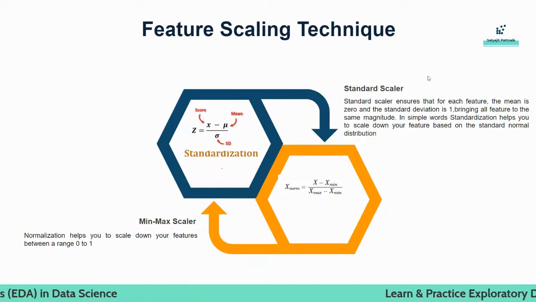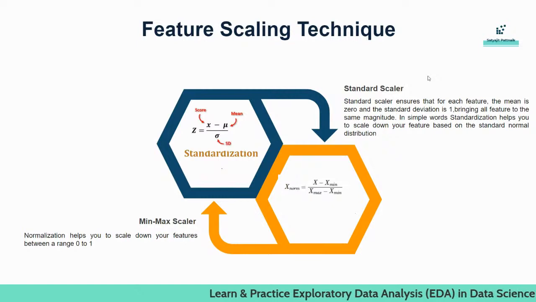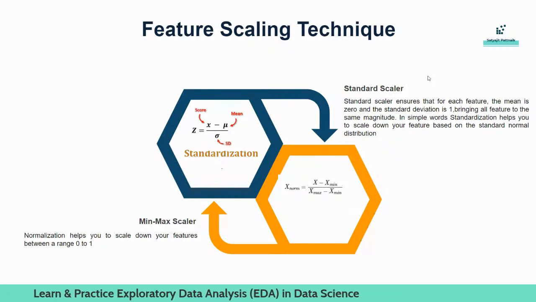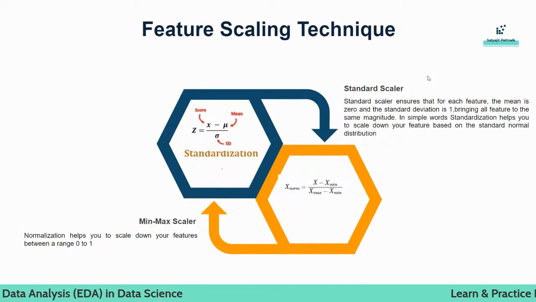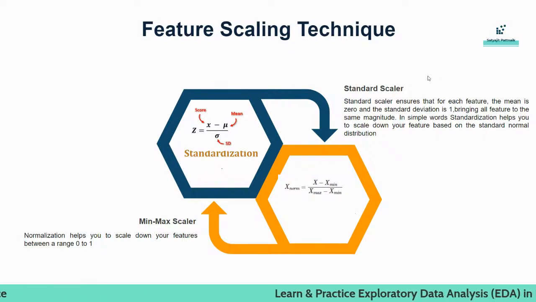Okay, standardization basically ensures that for each feature the mean is 0, okay, and the standard deviation is 1. That's the assumption which it has, bringing all the features to the same magnitude. In simple words, standardization helps you to scale down your features based on the standard normal distribution.